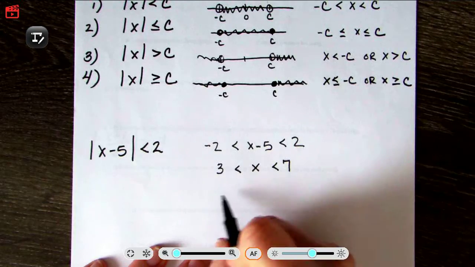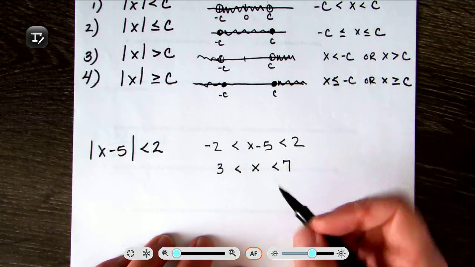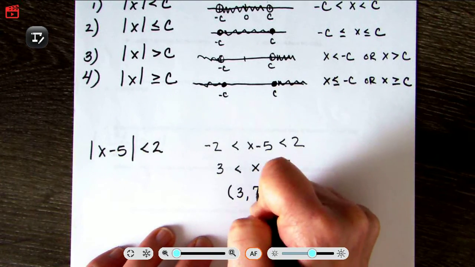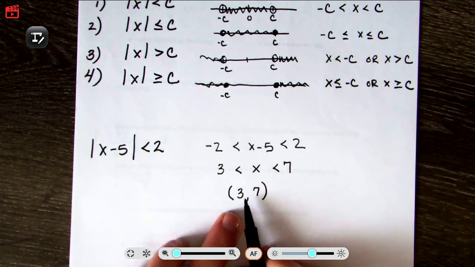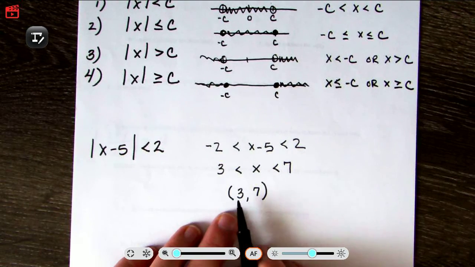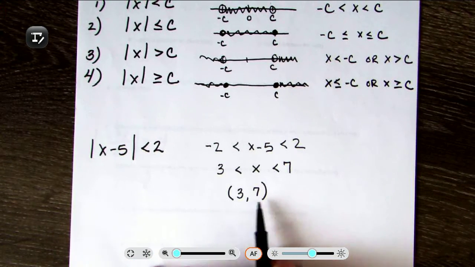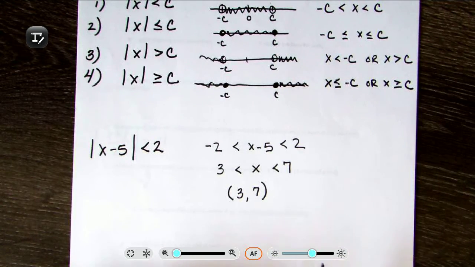I can write this in set builder notation, we can write it on a number line, or we can write it in interval notation, which is the most common method as we progress further into mathematics. So in interval notation, we're going from 3 to 7, not including either of those endpoints, hence the round brackets.